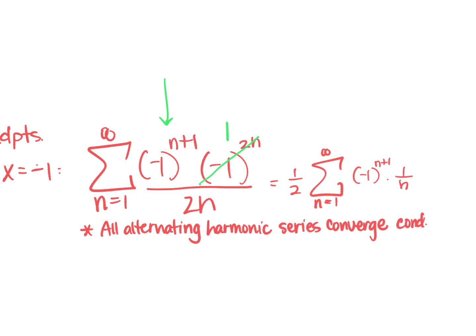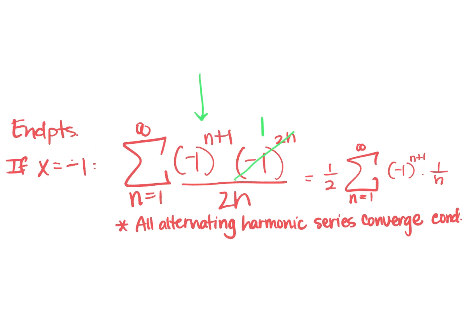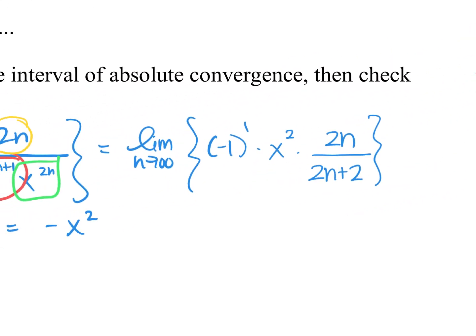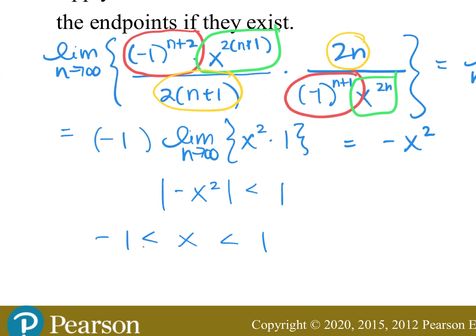So since they converge conditionally, I can go back to my inequality and I get to include -1, because this is the interval of convergence, and at -1 itself, it will still converge. Even though it's conditionally, it still converges. So I get to include -1. Now, do I get to include +1?